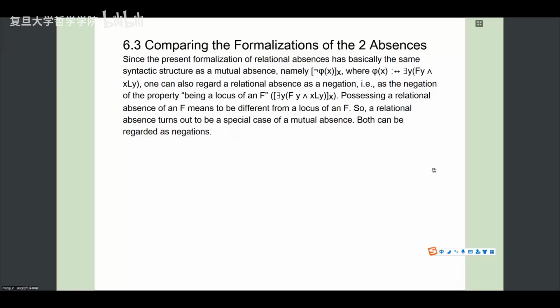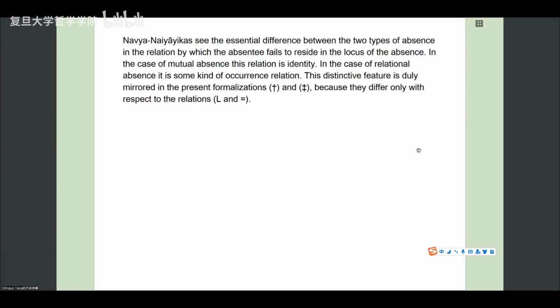And since an absence has this general structure, not phi x, it's actually also a difference. And this makes good sense, because possessing a relational absence of an f means to be different from a locus of an f. So a relational absence turns out to be a special case of a mutual absence, and both can be regarded as negations. So now the next one, this is 39.